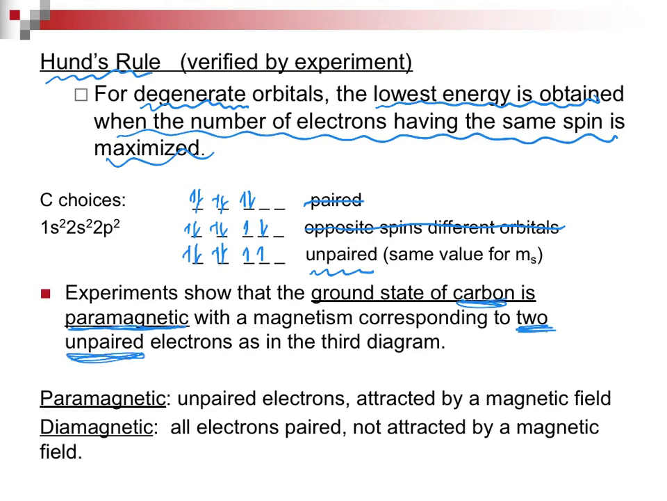So what are these new terms? What's paramagnetic? Paramagnetic indicates you have unpaired electrons. They're attracted by a magnetic field. Diamagnetic, we say all the electrons are paired and they are not attracted. We will use these terms in chapter 9, almost at the end of the course. So again, kind of file them away for later.